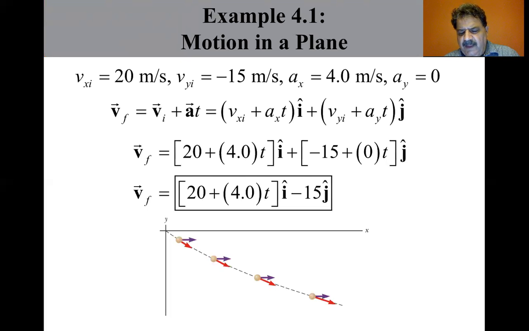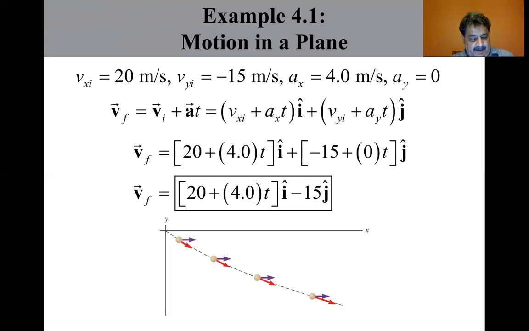Okay, so we finalize. We notice from this expression that the x component of velocity increases with time while the y component remains constant. This result is consistent with our prediction. So as t increases, we're going to keep adding the 4.0 meters per second squared, not 4 meters per second. It's going to increase the initial velocity of 20 meters per second by 4 meters per second every second that it ticks off.